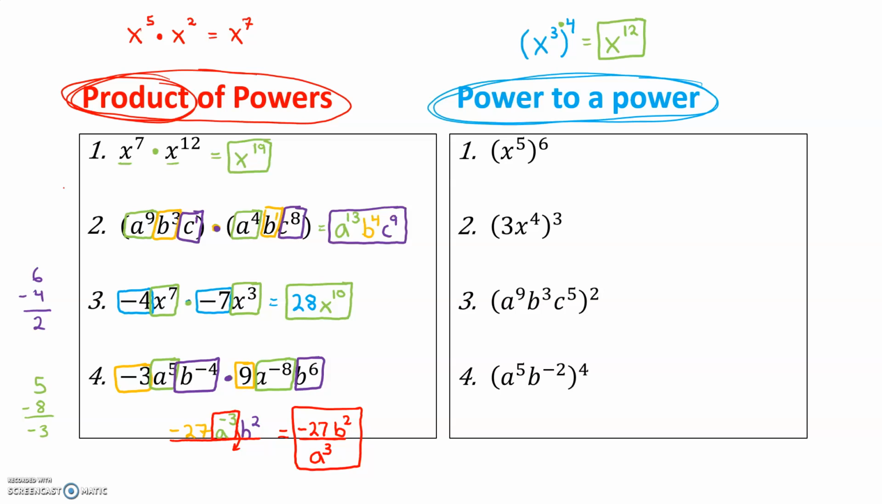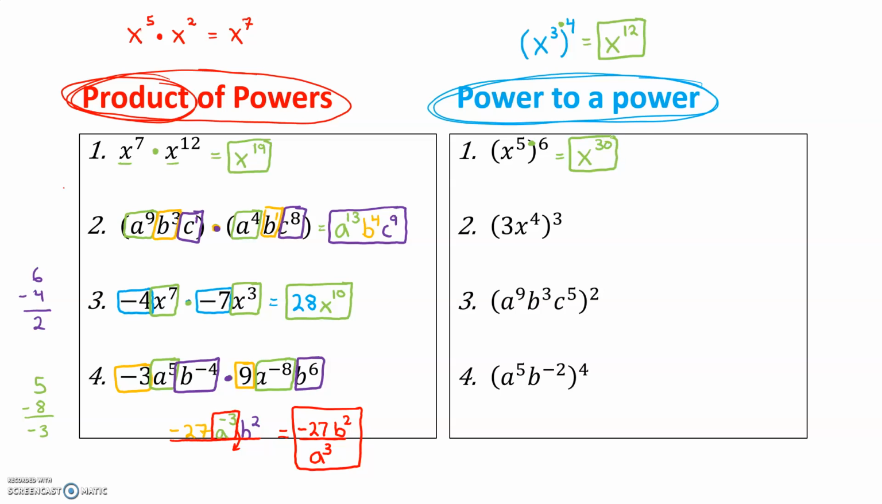Okay, let's go through it, guys. On the first one, very straightforward, kind of like the example we have above. We have x to the 5th, all of that to the 6th power. So power to a power, we multiply them. Well, what's 5 times 6? That gives us 30. This is going to be x to the 30th power.